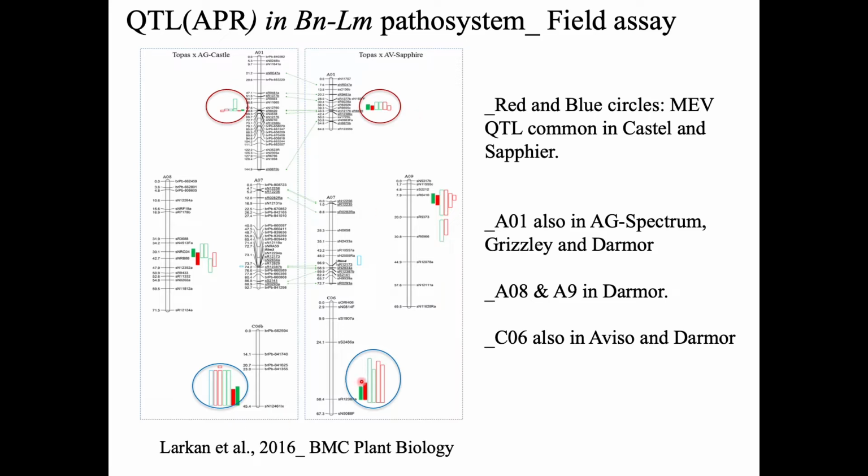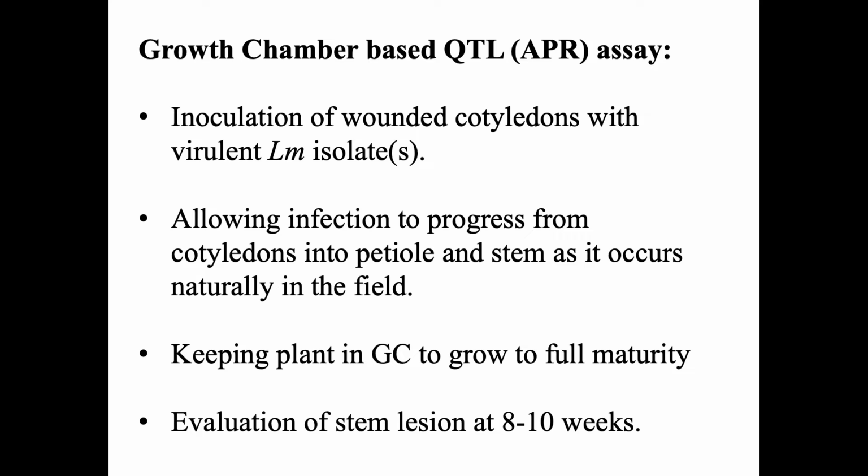And these QTLs were also identified in other studies and in other B. napus lines with resistance against Blackleg. For example, A1 has been reported from Grizzly and Dartmoor. A8 and A9 have been identified from Dartmoor, and C6 from Dartmoor and Aviso. So all of these studies, as I mentioned, have been done under the field.